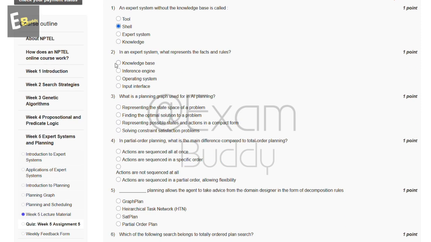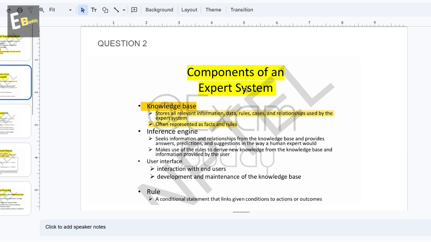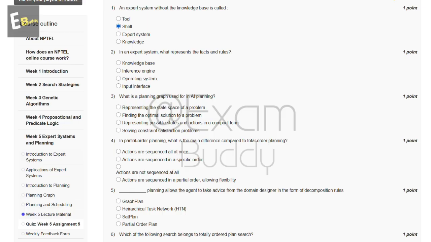Now the second question is, in an expert system, what represents the fact and rules? The options are: knowledge base, inference engine, operating system, input interface. So let's check the answer of our second question. Question second, component of an expert system, knowledge base: store all relevant information, data, rules, cases and relationships used by the expert system, often represented as fact and rule. So the answer of our second question is A, knowledge base.